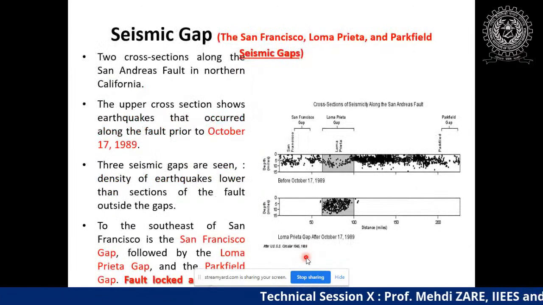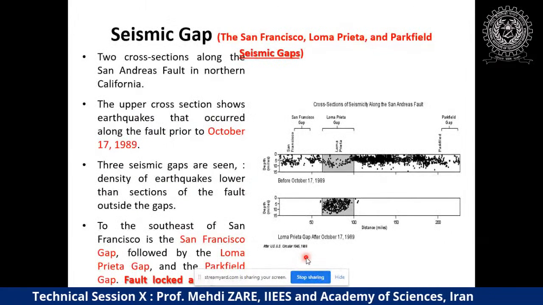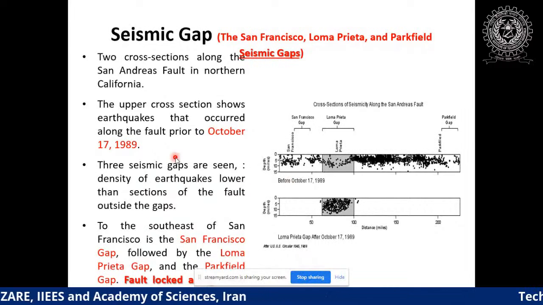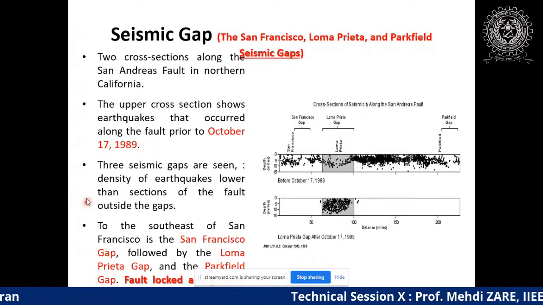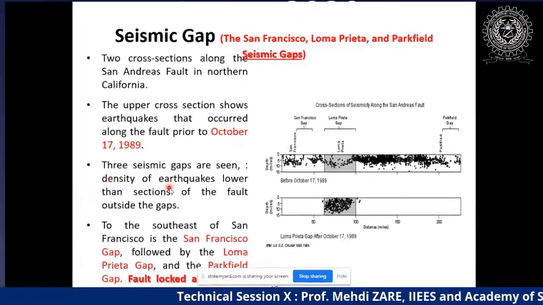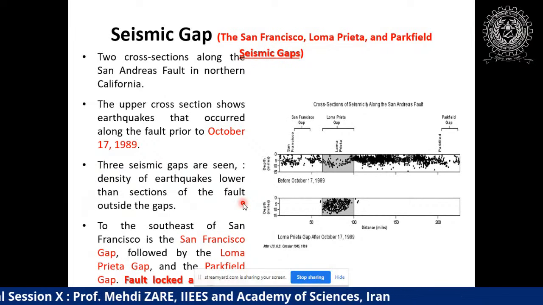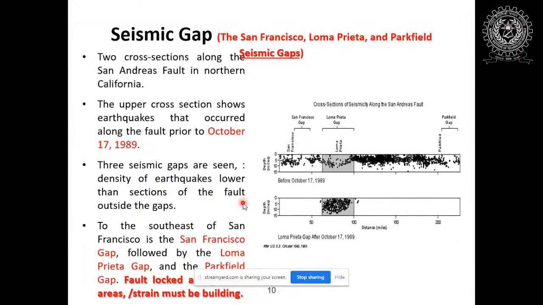Other examples are the San Francisco, Loma Prieta, and Parkfield seismic gaps. A part has been covered by the October 17, 1989 Loma Prieta earthquake, but there are still some locked areas and areas of strain which are still building. And we may think about the other seismic gaps, such as the San Francisco gap and the Parkfield gap.